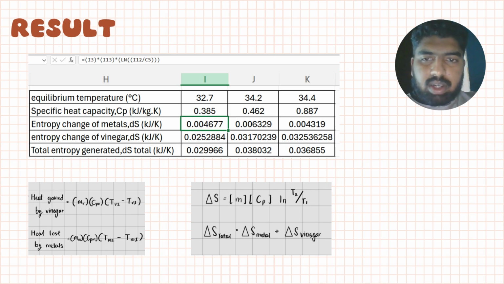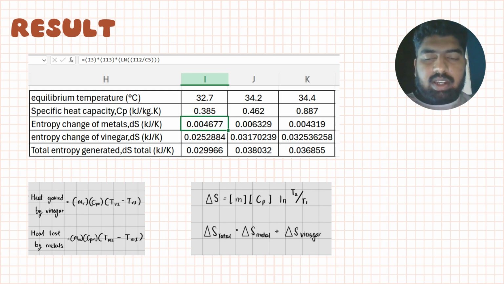So for an example, if you want to calculate the entropy change of copper, you should multiply the mass of copper with the specific heat capacity of copper, and with the natural log of the final temperature of copper divided by the initial temperature of copper.